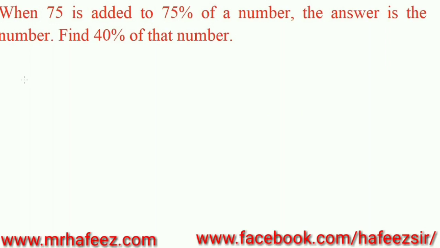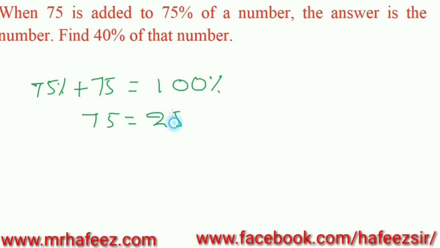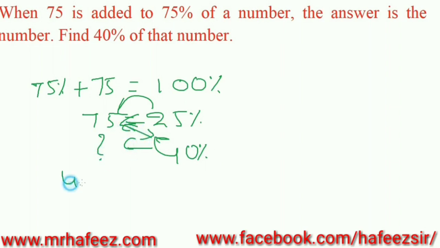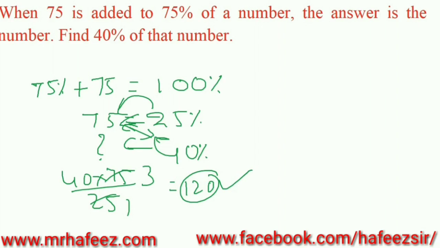When 75 is added to 75% of a number, the answer is the number. That means 75% plus 75 equals the number, that means 100% value. So 75 equals 25% value. Yes or no? Now you need to find 40% of the same number. 25% is 75 and 40% we don't know. Cross multiply these two: 40 into 75 divided by 25. 25 ones 25, 25 threes 75, 3 into 40, 120 is your answer. Right.